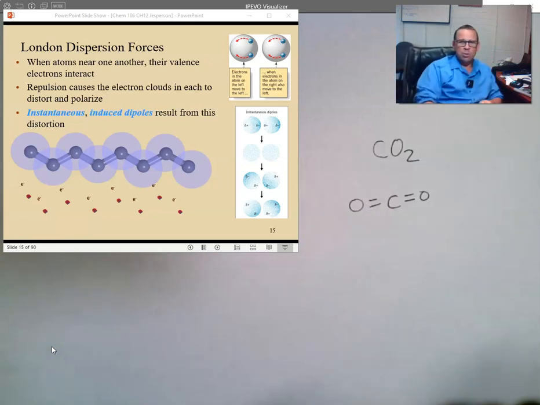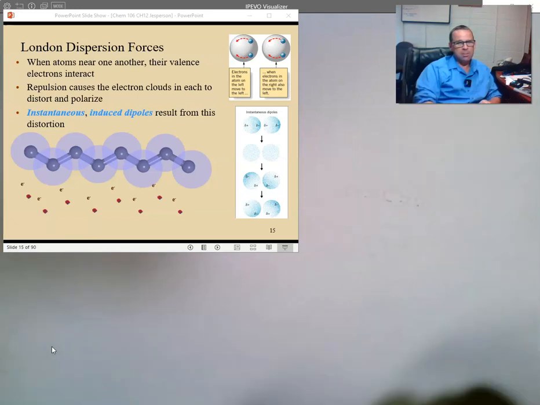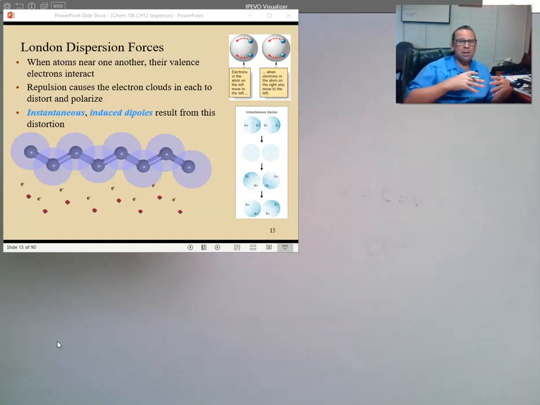London forces, or London dispersion forces, or dispersion forces, or van der Waals interactions, all of these terms mean the same thing. They are interactions that occur in compounds that are nonpolar. They can occur in polar compounds too, but they'll occur in nonpolar compounds when there is just a random movement of electron density within a compound.